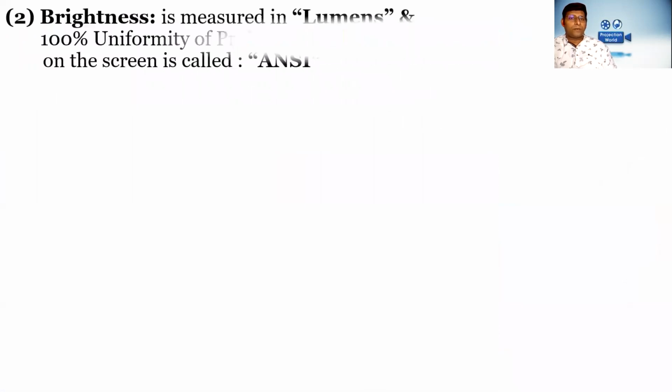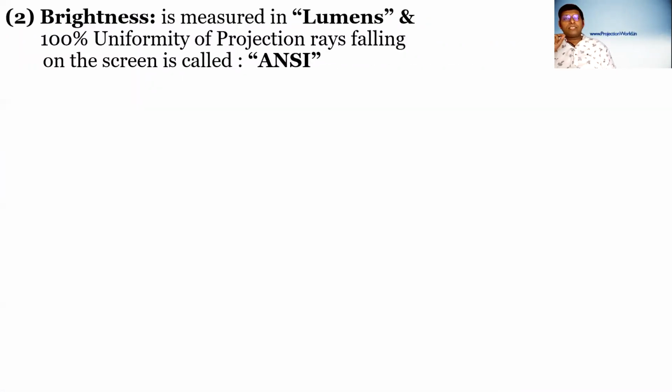The second part is brightness. Brightness is measured in lumens. The unit of brightness is lumens, even lux you can say. And 100% uniformity of projection rays falling on the screen.